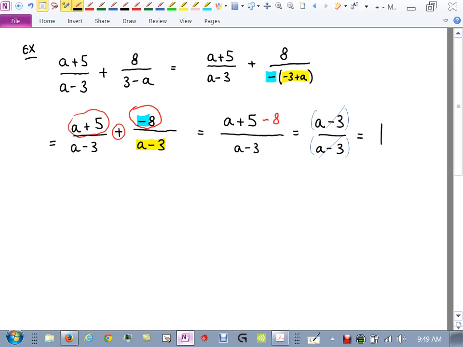So I guess the moral of the story on this problem is that if you look at the denominators and they don't appear to be the same right off the bat, but they look really close, just try pulling a negative out and seeing if by pulling a negative out you can get the two to match. That'll save you quite a bit of work.